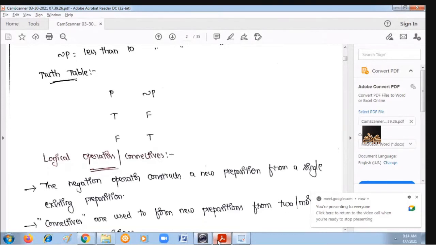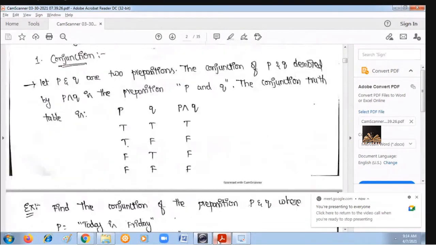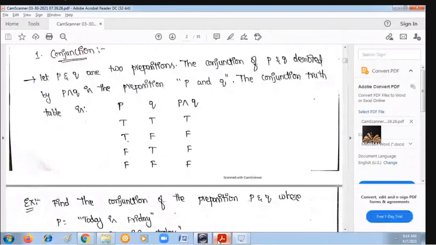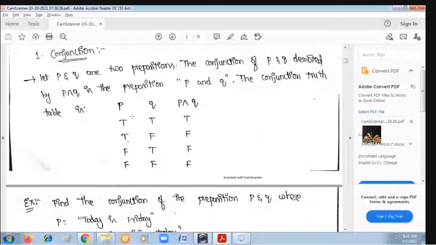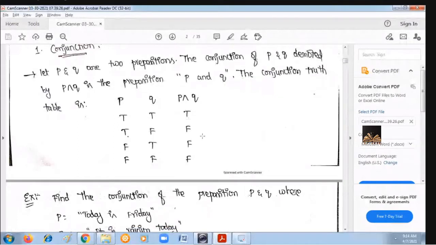Conjunction. Conjunction means the AND symbol. When you are writing the truth table for conjunction, for which combination of truth values will the result be true? Whenever both the values are true, then only the result is true. P and Q. Similarly, for disjunction, if at least one value is true, then the result is true.